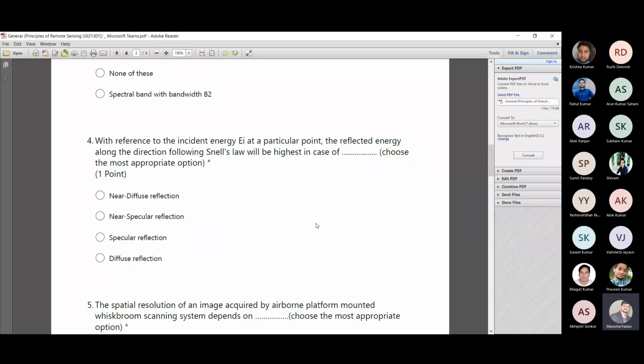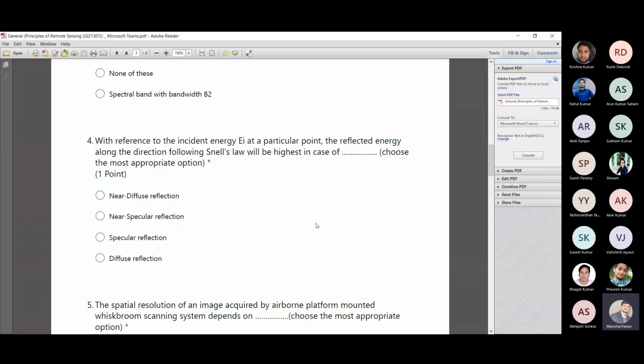Now come to the actual problem, where the incident energy is EI at a particular point, and there is a reflected component. What is the magnitude of the reflected component following Snell's law? Snell's law tells us angle of incidence is equal to angle of reflection. By applying this law, we know the direction of reflected energy. But by satisfying angle of incidence equal to angle of reflection, the total reflected component from the point is aligned along the direction of reflection only in case of specular reflection.